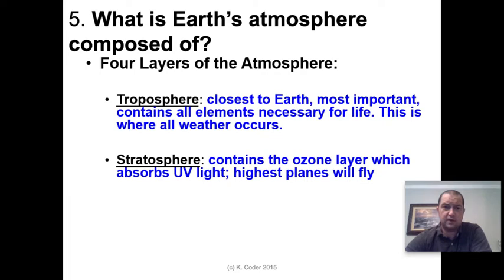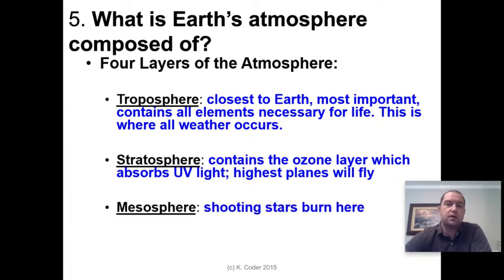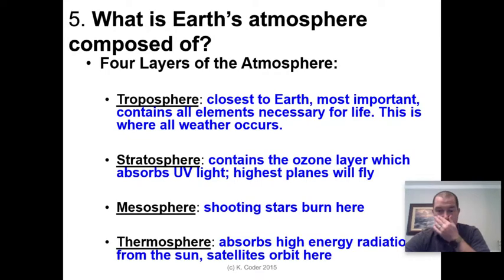You will also be getting a video of Felix Baumgartner. He was a Red Bull skydiver, and he jumped from this layer. You get to watch as he jumps out of the capsule in his spacesuit, how fast he's going, and the temperature changing. The mesosphere: shooting stars will burn up here. Then our last layer of the atmosphere is the thermosphere. This absorbs high energy radiation from the sun, which is why the temperatures up there are so high. Our satellites orbit there.